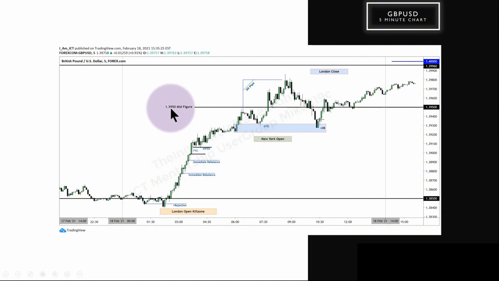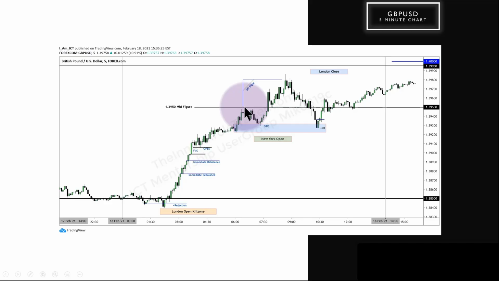So we have another mid-figure level here again, 139.50 mid-figure. Price draws up, just falls short of it there, and then comes back down into New York Open optimal trade entry. See that? Hits the order block, rallies, 30 pips sweep above the mid-figure.